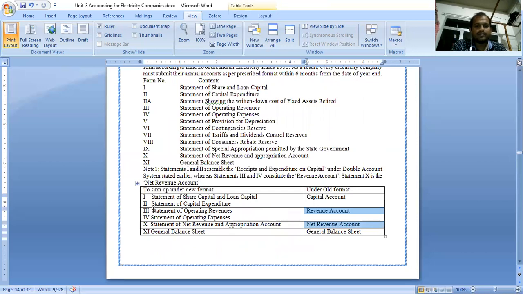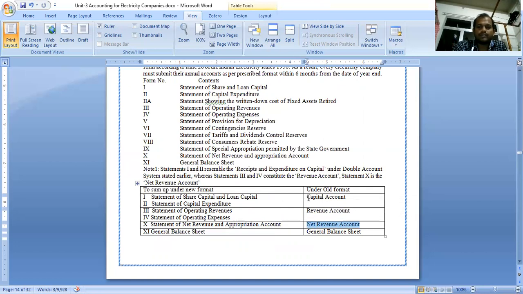See, what are the statements? Statements of operating revenues and operating expenses, which we are mentioning in the revenue account. Then the statement of net revenue and appropriation account. So we are preparing the net revenue account.